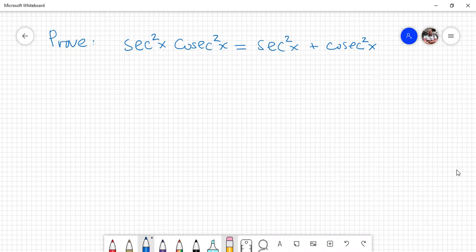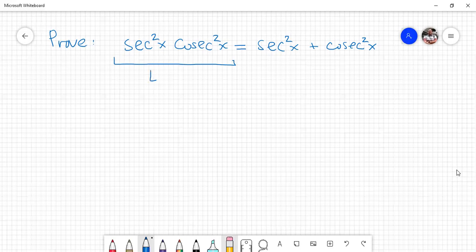As you see here, on both sides we have different expressions. The first one is this one, secant square x times cosecant square x, a multiplication, right? And on the right-hand side, we have the addition, secant square x plus cosecant square x. Now, what will we do? Which one do we need to simplify?